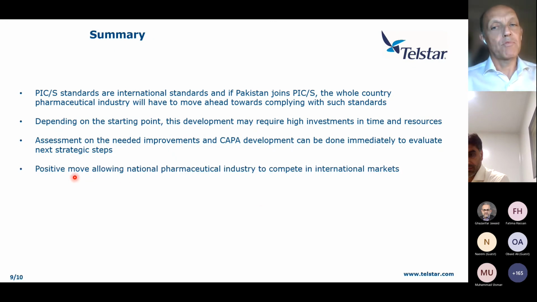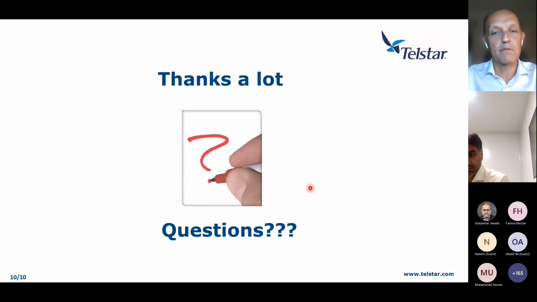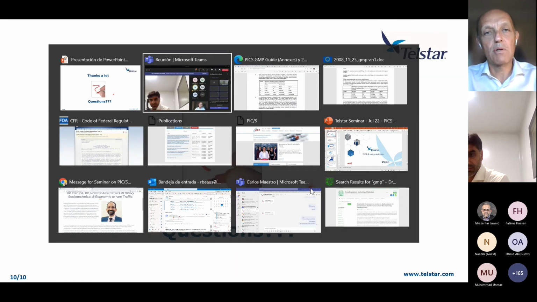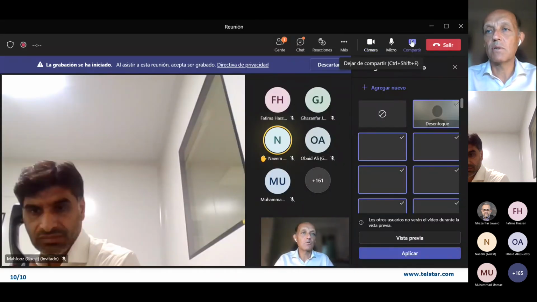It's positive. You have to take this as positive, because this movement will allow Pakistani industry to get into the international markets with a recognition, not as we are seeing now that you may have some problem. You are now going to be part of this organization, and this is also very positive. Okay, I don't know if you have questions. We'll have some minutes for these questions now.